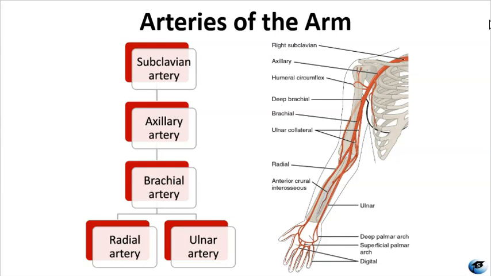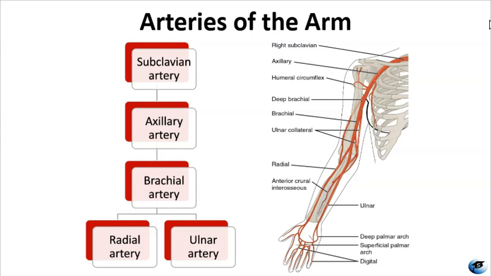Starting proximally, the right subclavian artery originates from the aortic arch on the left side, or the brachiocephalic artery on the right side, and it travels under the clavicle to become the axillary artery as it enters the armpit region. From the axillary artery, several important branches emerge. You have the humeral circumflex arteries. These wrap around the humerus, supplying blood to the shoulder joint and surrounding muscles.